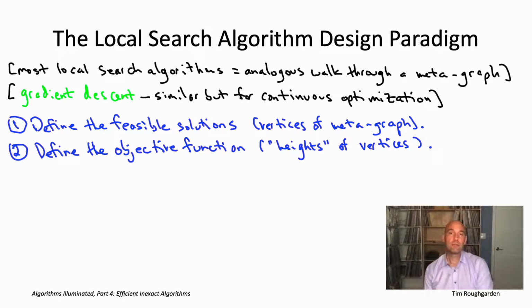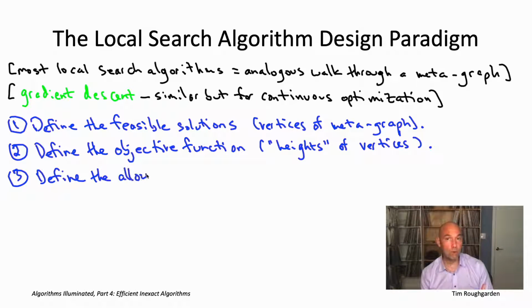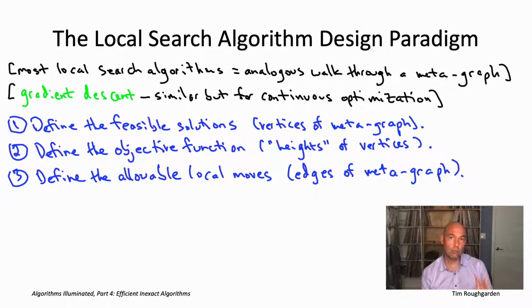And finally, to complete the description of the metagraph, you of course have to say what the edges are. That is, which feasible solutions are you going to deem as adjacent? That is, what are your local moves? Remember, edges of the metagraph correspond exactly to the allowable local moves. So these 3 steps are really modeling decisions, and you have to make them before you even start thinking about implementing your local search algorithm, right?